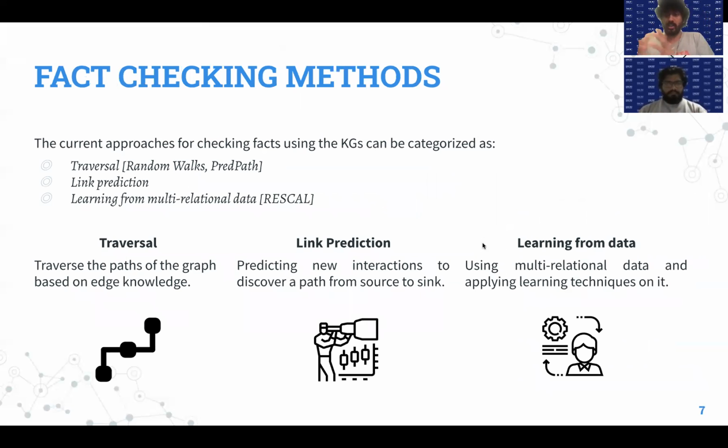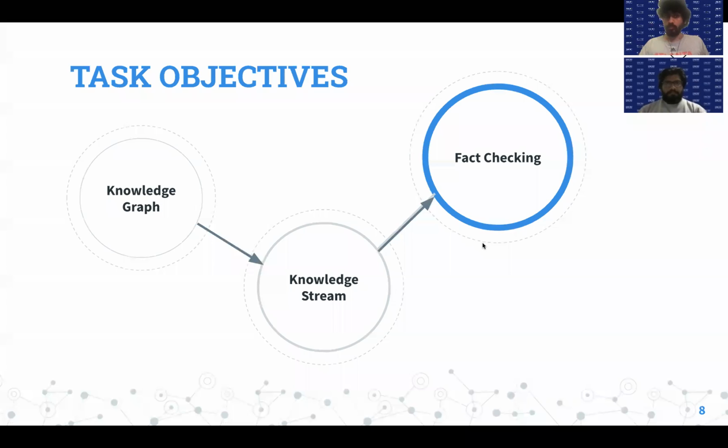So what are the fact checking methods that exist before this research work? They involve traversal of the graph, link prediction, and also learning from the data using multi-relational datasets. Now we will be moving on to what fact checking is. We just saw what a knowledge graph is and how a knowledge stream is derived using the flow graph.